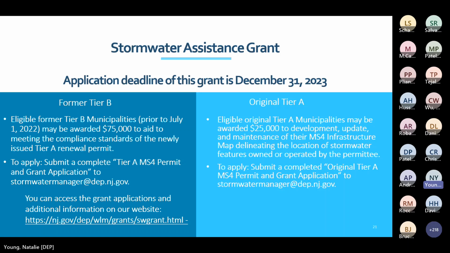The department is making $25,000 in aid available to original Tier A permittees for the development, update, and maintenance of an MS4 infrastructure map delineating the location of stormwater features owned or operated by the permittee. Eligible applicants must complete and submit the application form to receive the initial $15,000 disbursement of grant funds. Applicants then must submit an acceptable MS4 infrastructure map to receive the final $10,000 disbursement of grant funds.